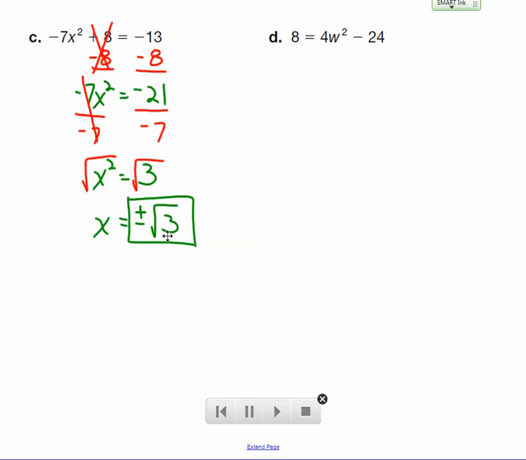Don't bother turning that into a decimal, and do remember that there's 2 solutions. Both positive square root of 3 and the negative square root of 3 work in this equation. So you've got to put that plus or minus sign, otherwise you're only giving me one of the 2 solutions to this equation.